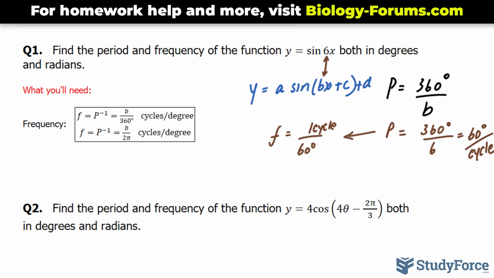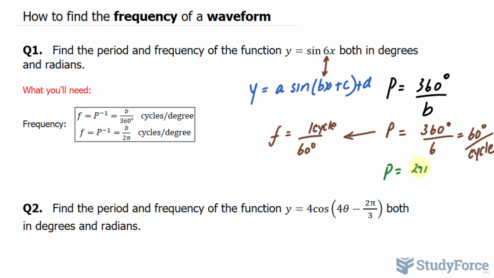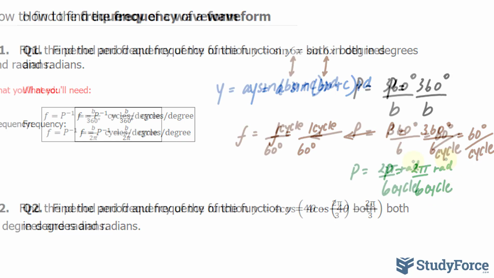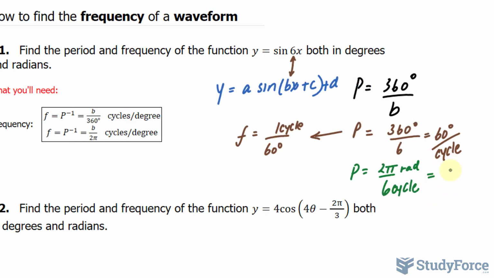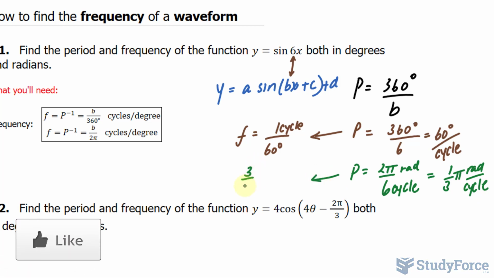That's the answer in degrees, now in radians. So the period is equal to 2 pi radians this time per every 6 cycles. Dividing this, we should end up with 1 over 3 pi radians per cycle. The frequency will be the opposite, 3 over pi cycle per radian.